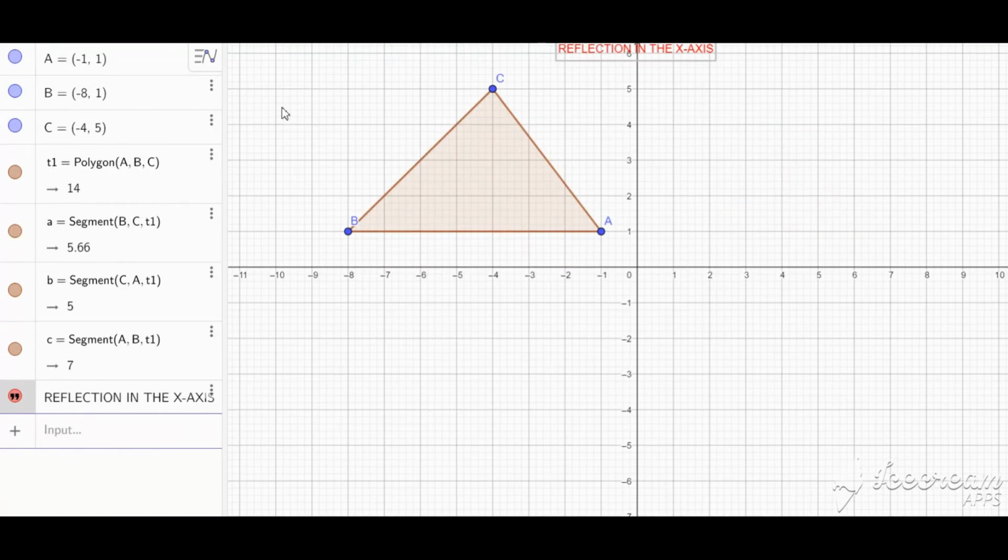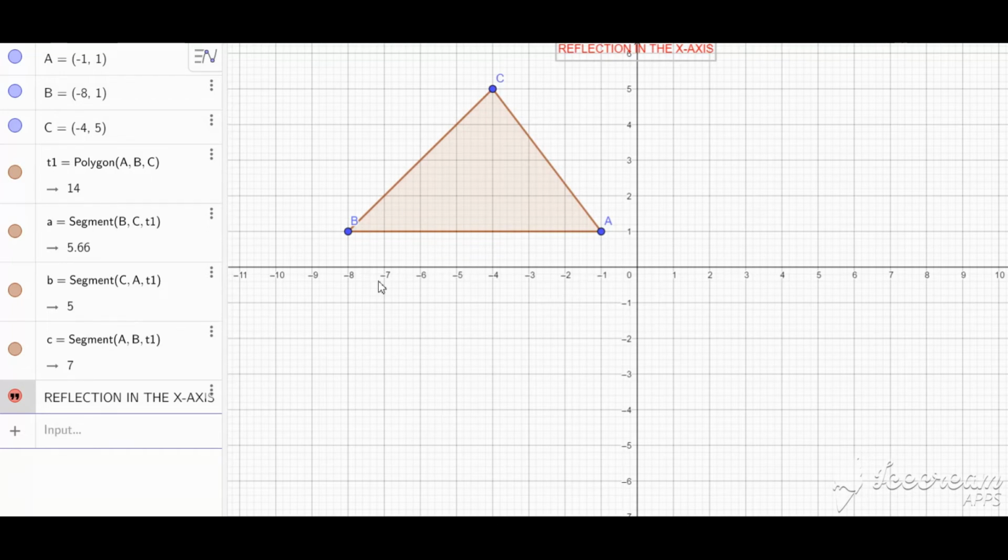We're going to use the same object ABC, but this time we're looking at a reflection in the x-axis. Now, the x-axis also has a special name. We call it the y equals 0 line, just like how we can call the y-axis x equals 0. So if I ask you to carry out a reflection in the line y equals 0, then you know that I'm talking about the x-axis as well.